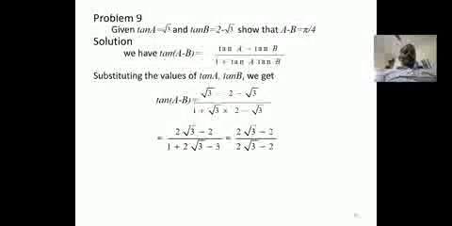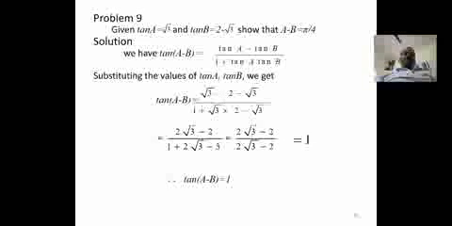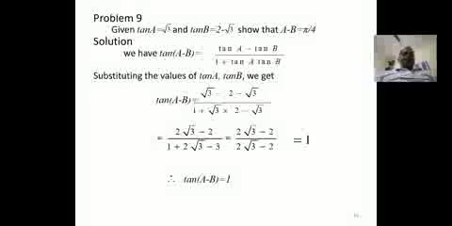So this is root 3 plus root 3, 2 root 3 minus 2, by 1 plus 2 root 3 minus 3, that you can get as 2 root 3 minus 2 by 2 root 3 minus 2, that is 1. Therefore tan of A minus B equal to 1 means A minus B equal to pi by 4.